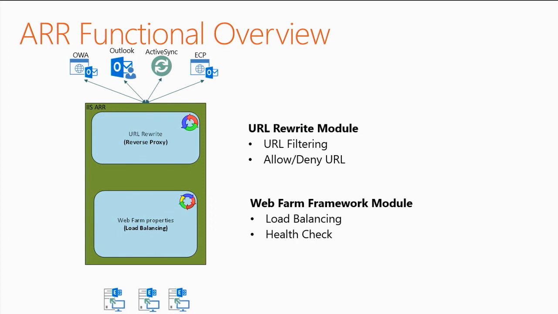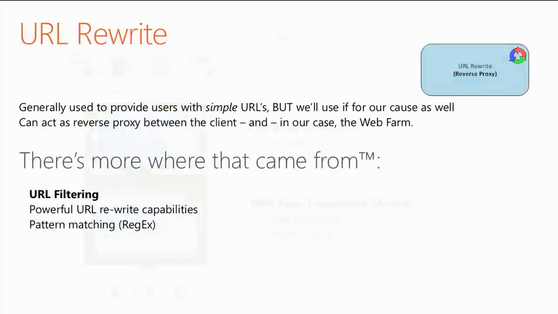So when the traffic comes and hits the IIS ARR server, the first component that picks it up is the URL Rewrite, where the filtering takes place. Once the filtering takes place, let's say it's allowed, it goes down to the next component, which is the web farm properties. And then ultimately it will be sent to the various CAS servers that you have there.